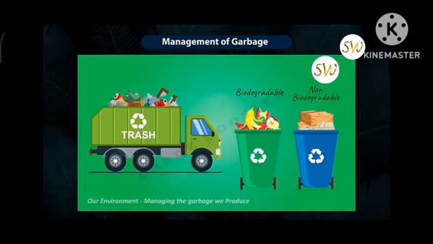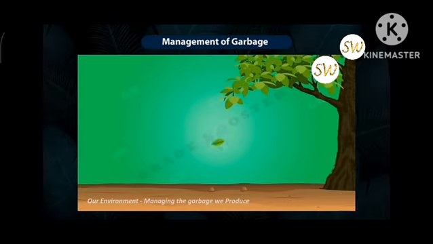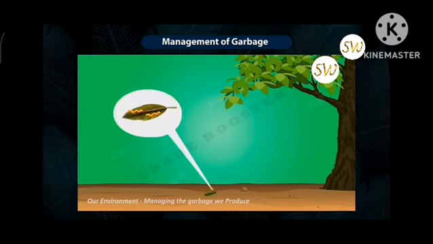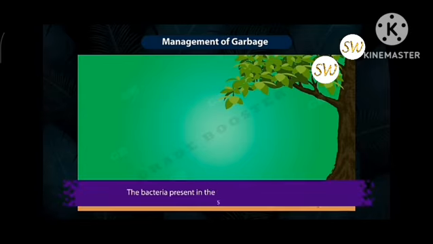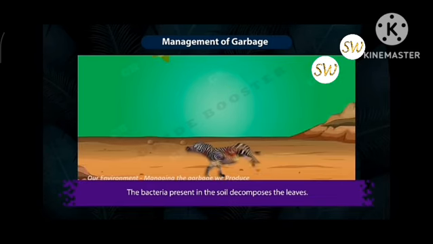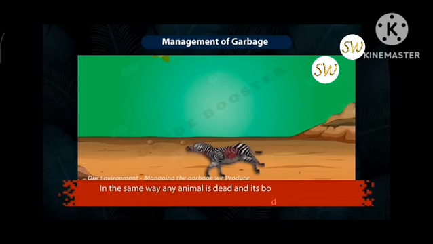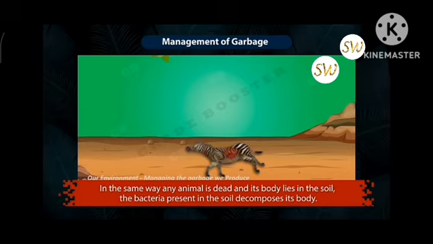First, let us see what biodegradable items are. If you observe the leaves that fall on the soil, they slowly mix up with the soil in a few days. Do you know the reason? The bacteria present in the soil decompose the leaves. In the same way, if any animal is dead and its body lies in the soil, the bacteria present in the soil decompose its body.